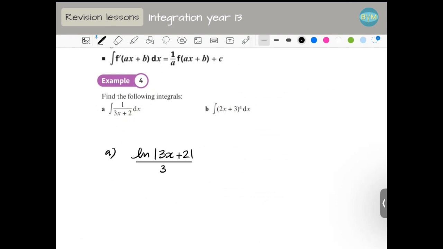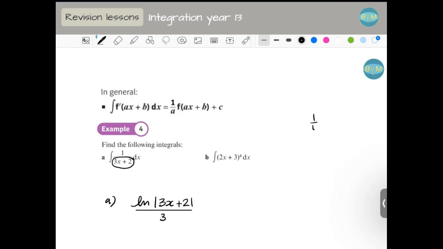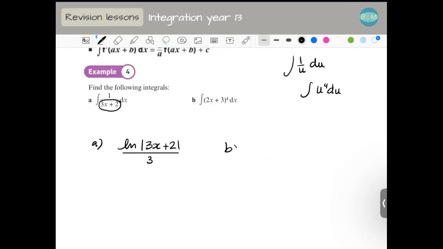Yeah. So when you have this function, it's like having 1 over u du, and you are integrating that. Imagine that function is called u, 1 over u du. What about this one? I have something to the power of 4. So really it's like integrating u to the power of 4 du. Yeah? What is going to be then?